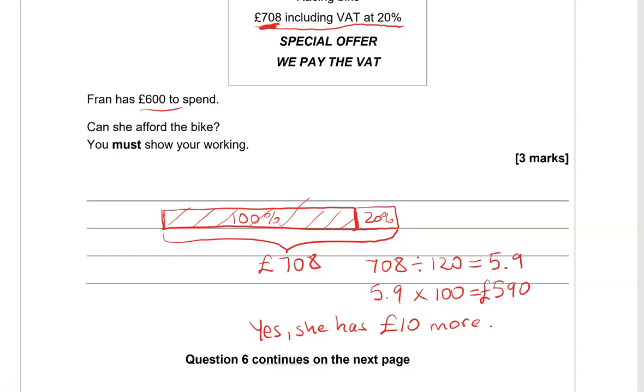Before I move on, very quickly, I'll share with you that you see how we did this with the £708. We divided by 120 and then multiplied by 100. A shortcut would have been to go 708 divided by 1.2, and it would still have given us the same answer at the end. So it's just shorter. And it's good to know. Especially in the exam, it will come really handy.